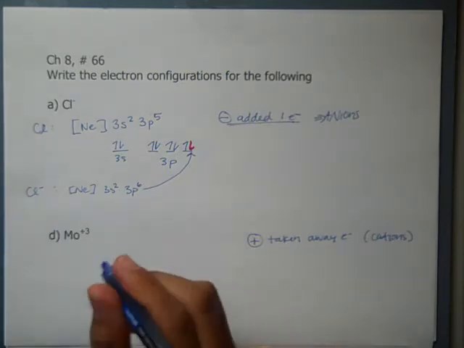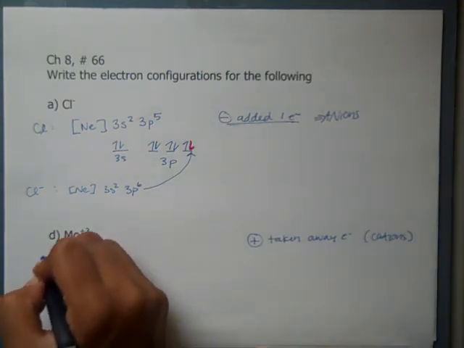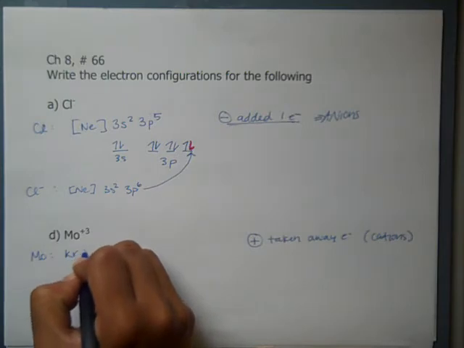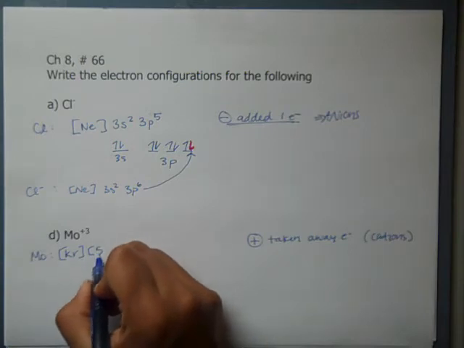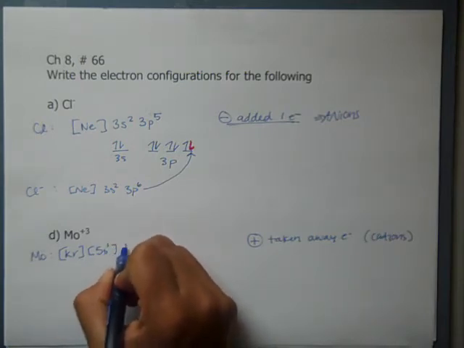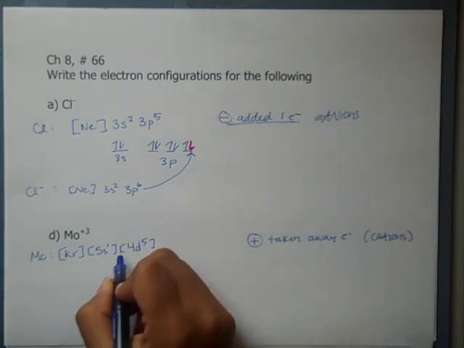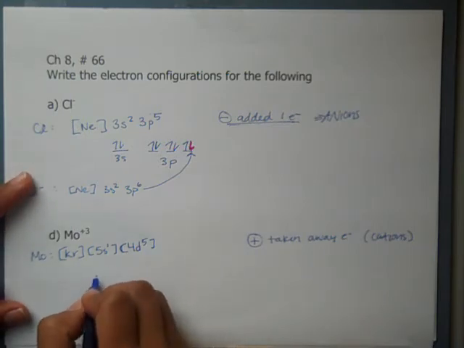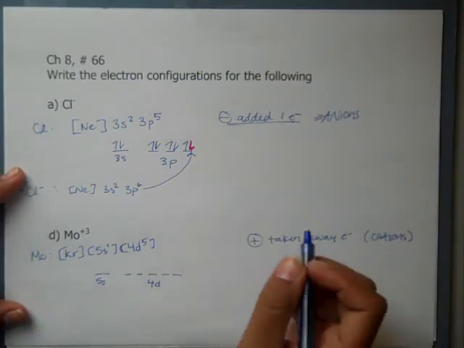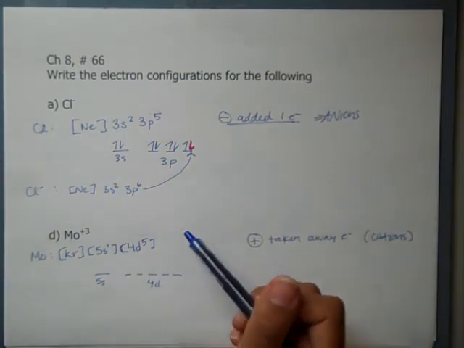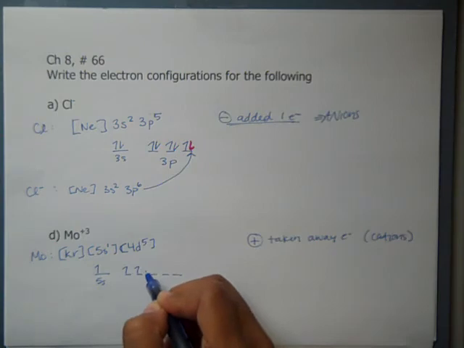and remember, molybdenum is also an exception. So neutral molybdenum is krypton, and then we have 5s1, 4d5. Remember, we have it as the 5s and the 4d. If it would have been 5s2, 4d4, we would have had a full and an almost half full. So our special case here, we have 5s1, 4d5.